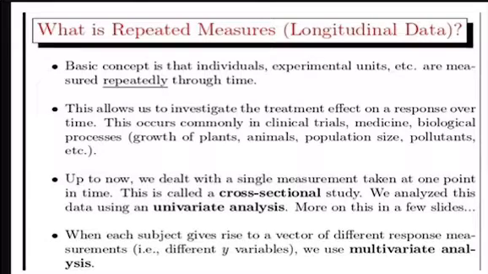We go from one individual to the other. But this time around, we're visiting individuals on more than one occasion. When each subject gives rise to a vector of different response measurements, that is called multivariate analysis. A single subject giving different responses, probably at different occasions. I'm going to walk you through an example from biostatistics this morning on this.